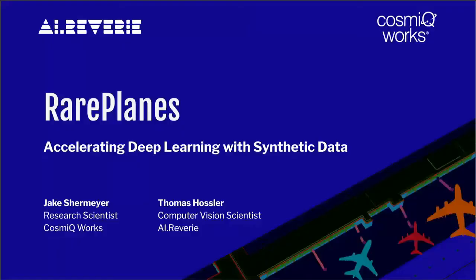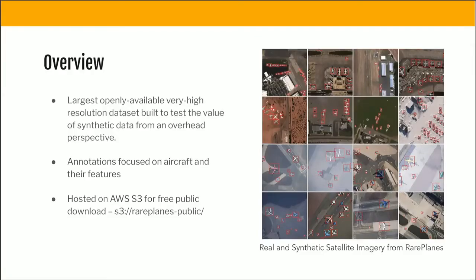Just to give an overview and a level set, Jake, do you want to take us through a quick overview of the whole case study and what we're going to be looking at and studying today, essentially? Yeah, absolutely. So RarePlanes is a unique data set that combines both real and synthetically generated satellite imagery. It's the largest data set of its kind, and it's permissively licensed so that lots of people can use it, from commercial entities to academics to anyone sitting at home.